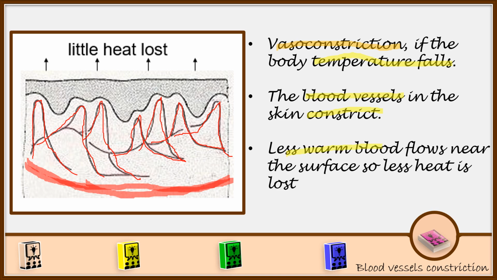Less warm blood flows near the surface, so less heat is lost. We have seen that when there is vasoconstriction, less blood is going to flow near the skin. And if there is less blood flowing near the skin, that means that there is less heat going to be lost to the environment.